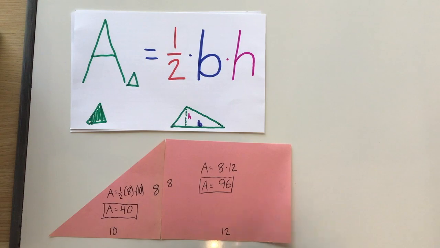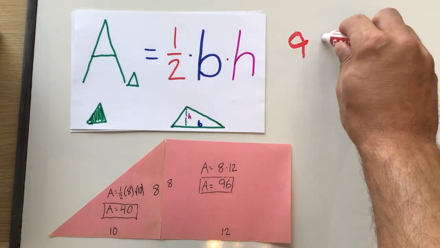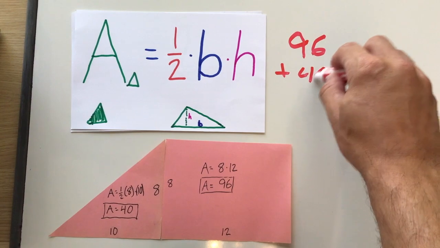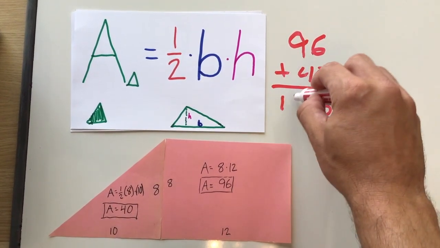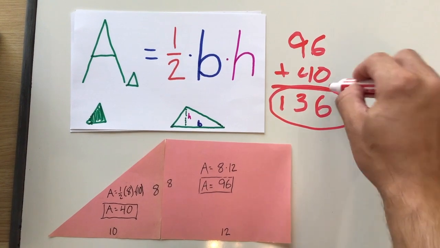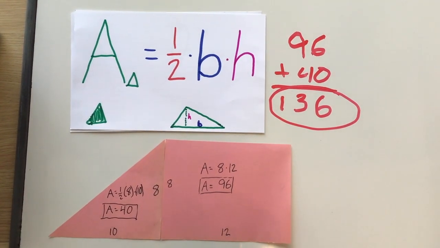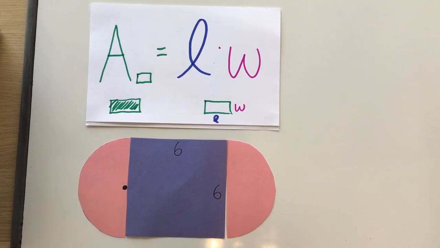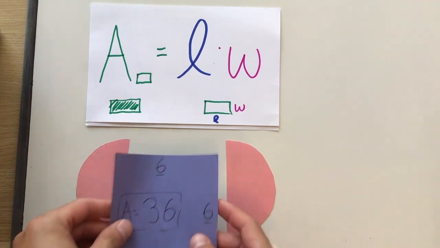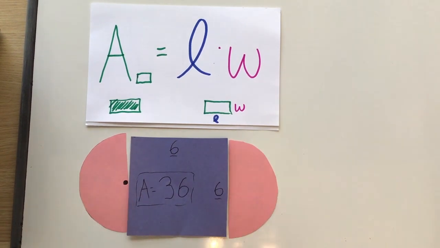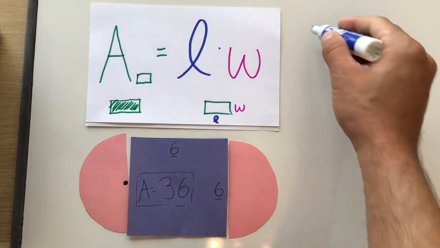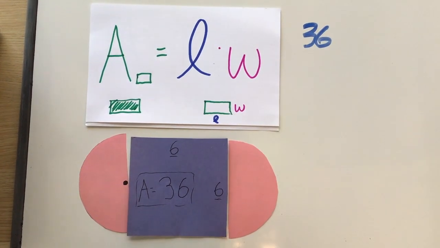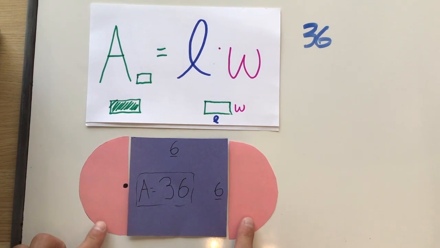And because area is additive, I can add the rectangle and the triangle's area to know that I need to buy 136 square units of paint to cover my skateboard. Since multiplication and addition are commutative, it doesn't matter the order that I combine the areas in. If I have a square, my length and my width are the same number, so my area is 6 times 6, or 36. But I have 2 half circles on each end.